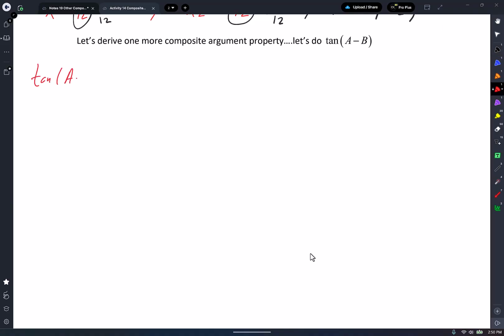Tan A minus B. Well, we know tan is the same thing as sine over... Do you know what tan is? Wait, repeat. What is tan? Something over something. Tangent? Sine over cosine. Sine over cosine.